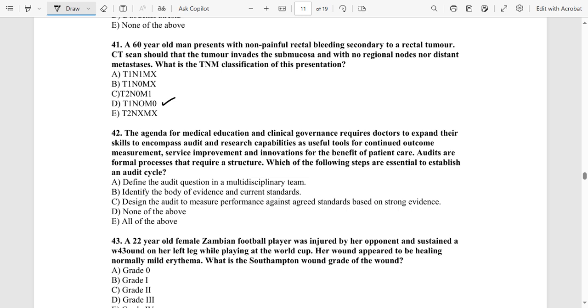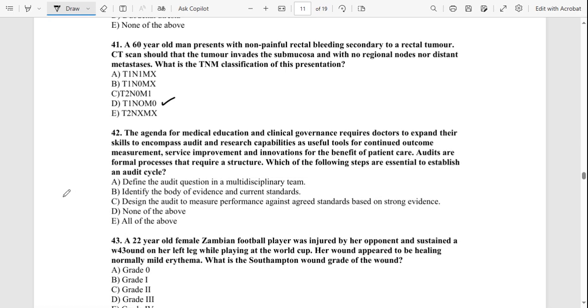And then three, design the audit to measure performance against the agreed standards based on strong evidence. And that's true, isn't it? Whatever audit you are designing should be measured against the standards, and there is evidence. So the answer here is all of them.